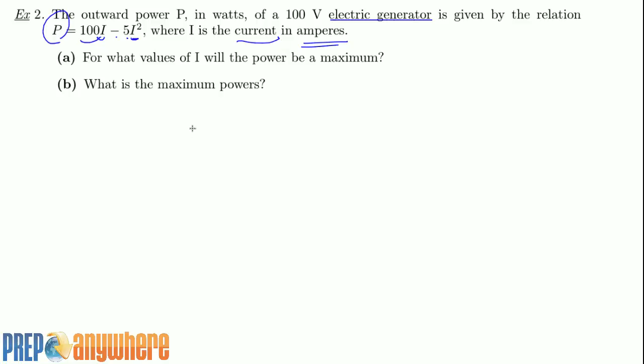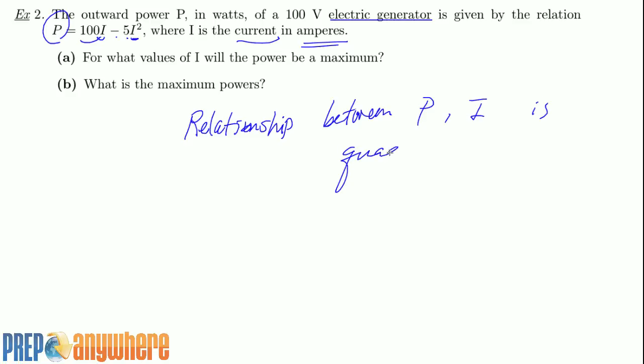Now what's important is that the relationship between P and I is quadratic. That's very important. Okay, quadratic. So do you guys all agree that this looks like a quadratic equation?